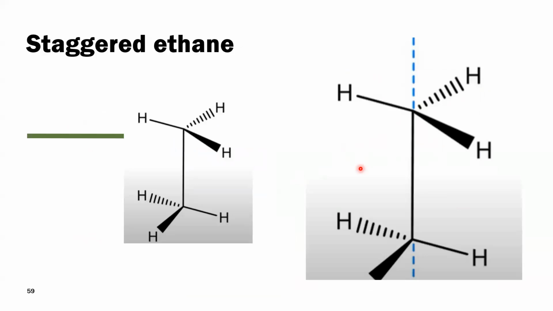Then again, the staggered ethane molecule. Now what do we have here? Rotation axis, C3 or C2.